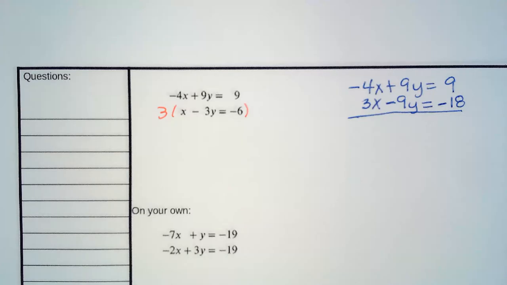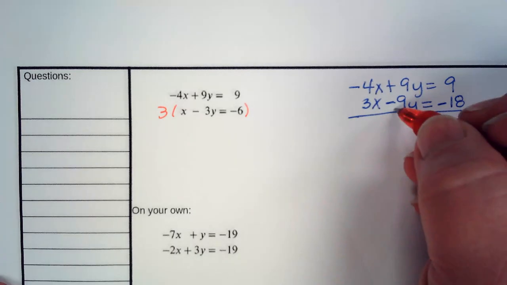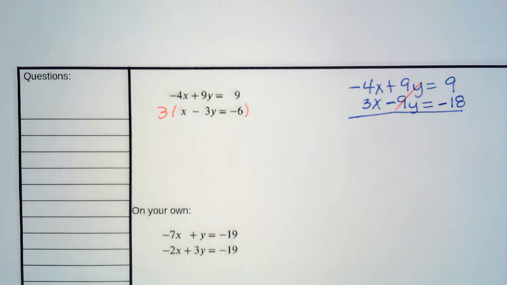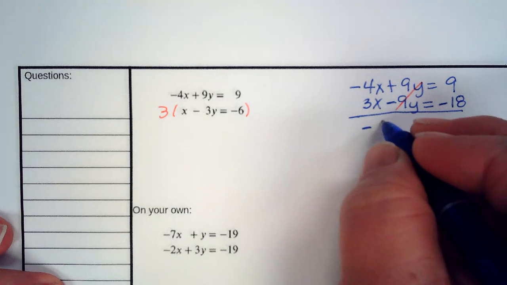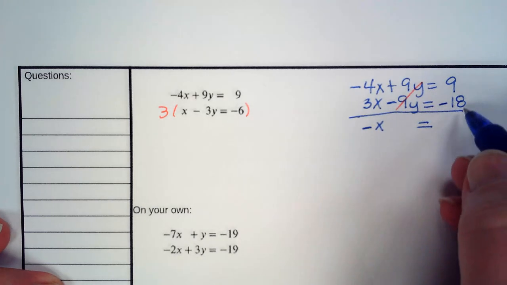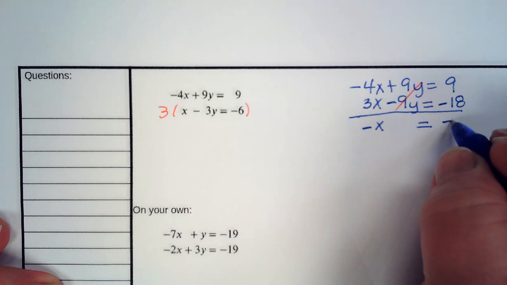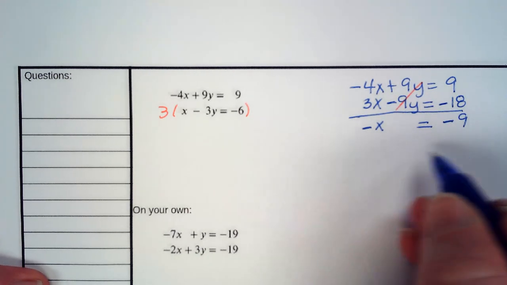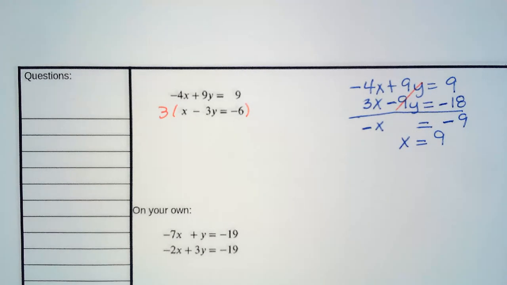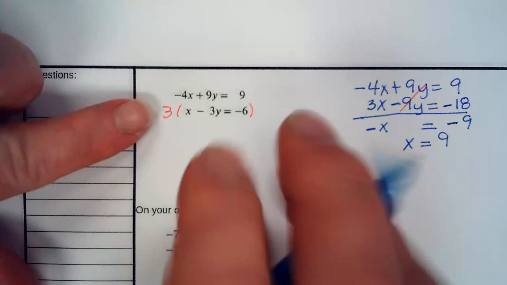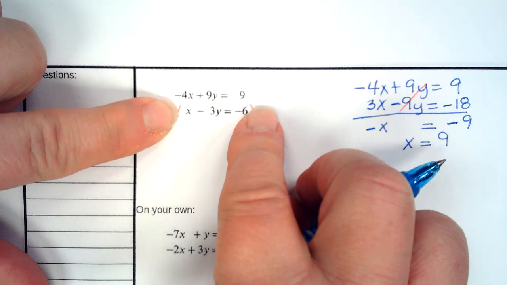We have created our opposites. We've got negative 9y and positive 9y. That eliminates. Negative 4x plus 3x is negative x is equal to 9 plus negative 18 is negative 9. If the opposite of x is negative 9, then x must be equal to positive 9. We need to find y. The easiest way is to use the second equation. The second equation, before we scaled it, is the easiest one to use.